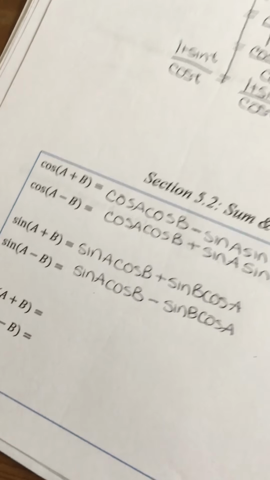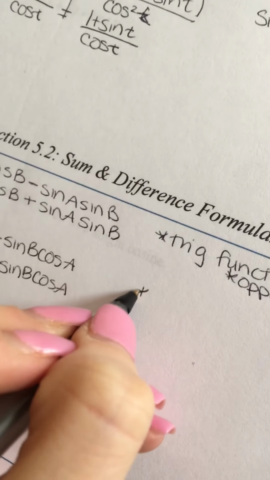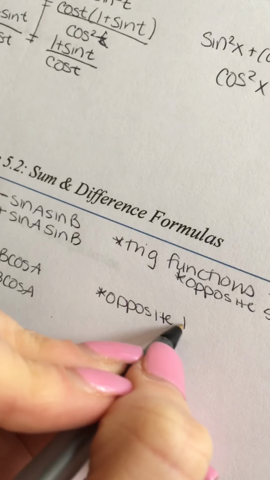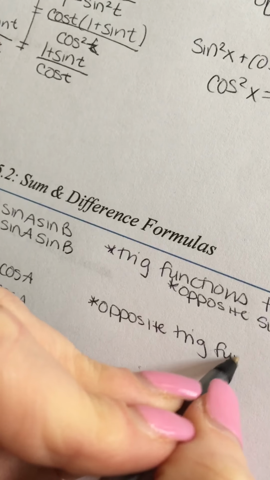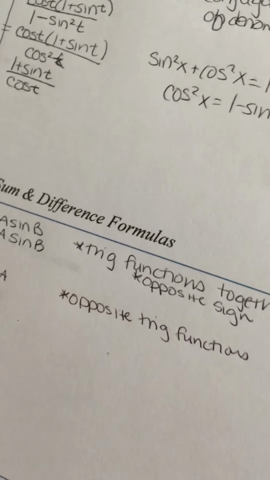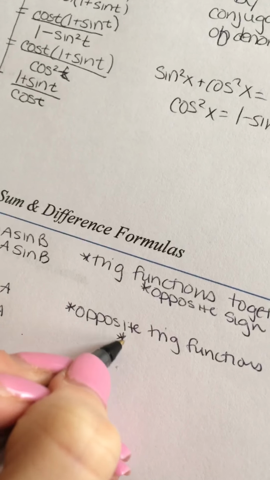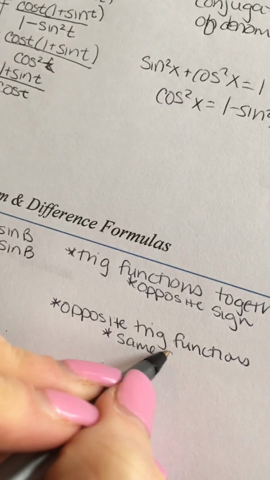So how I remember this is that the opposite trig functions, so we keep sine and cosines together, but we get to keep the same sign.